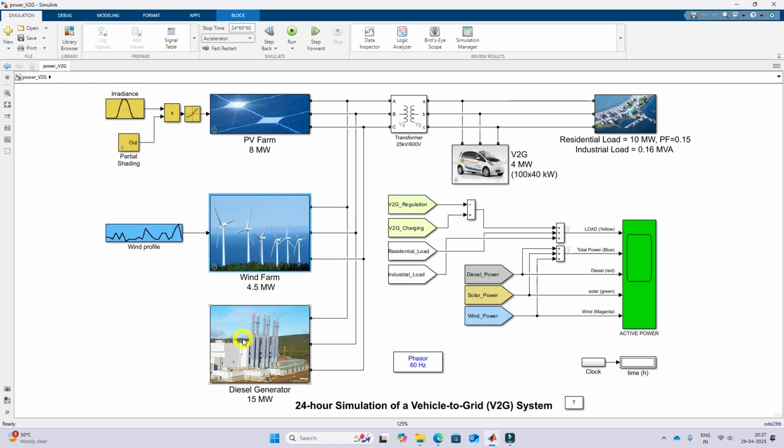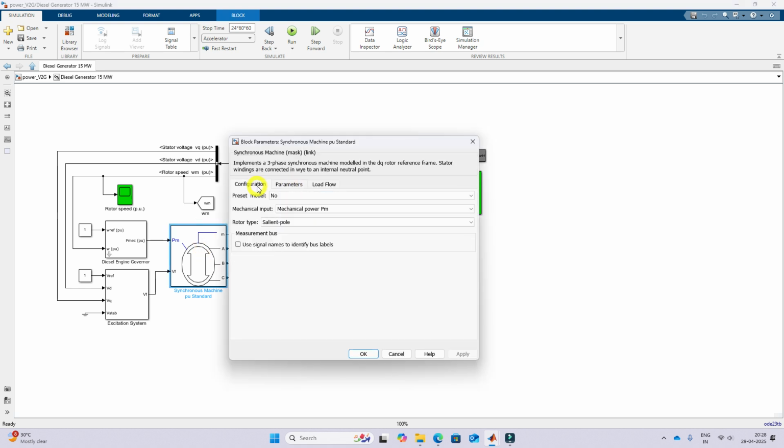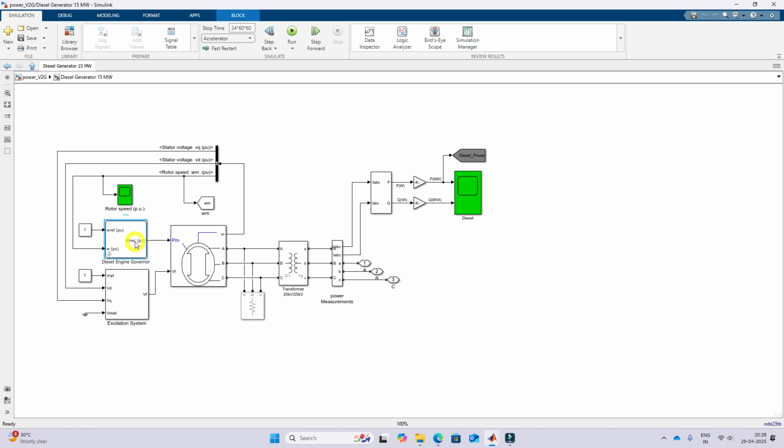Next we go and see diesel. This is a 15 megawatt diesel generator with a diesel engine governor and excitation control. The diesel engine governor drives the synchronous machine, and the excitation is used to excite the field, in order to generate a 60 hertz supply at 25 kilovolt line to line voltage. Here you can measure the real and reactive power of the diesel.